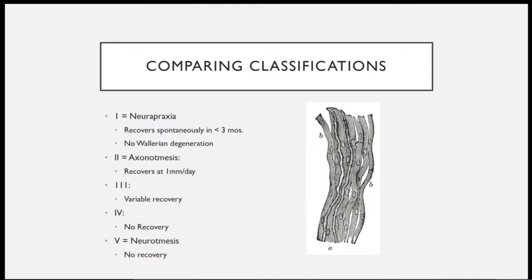So if we compare the two classifications and look at the prognosis for each one, you can see it varies substantially. So as I mentioned before, a neuropraxia or a conduction block, something that we sometimes see with stretch injuries or stingers or blunt injury to a nerve, at first there's weakness, but it gradually recovers. This most of the time recovers in less than 3 months. And there's no Wallerian degeneration.